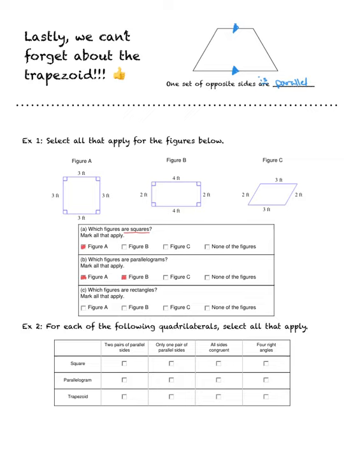Now figure C. We know opposite sides are congruent. So actually, figure C is a parallelogram. The only way opposite sides can be congruent is if it is a parallelogram.